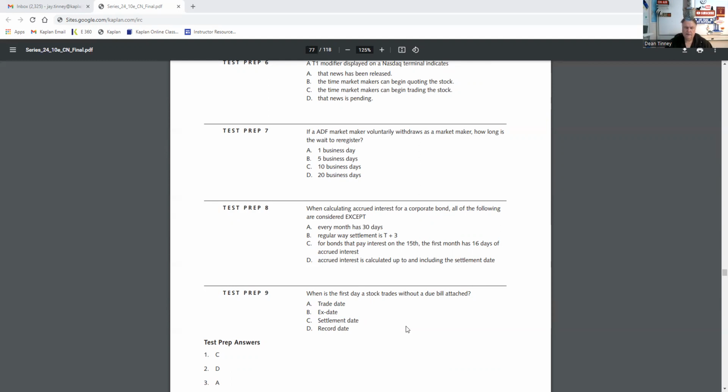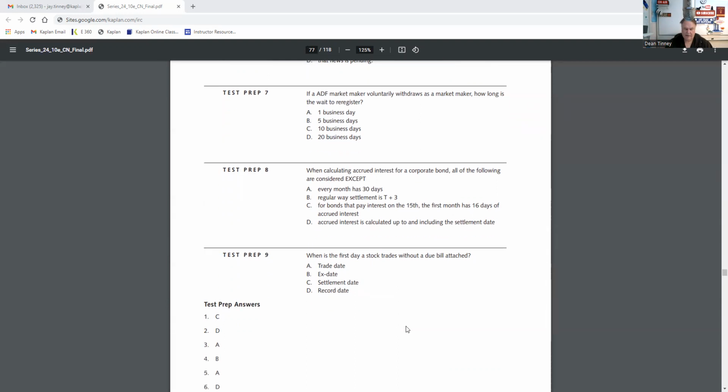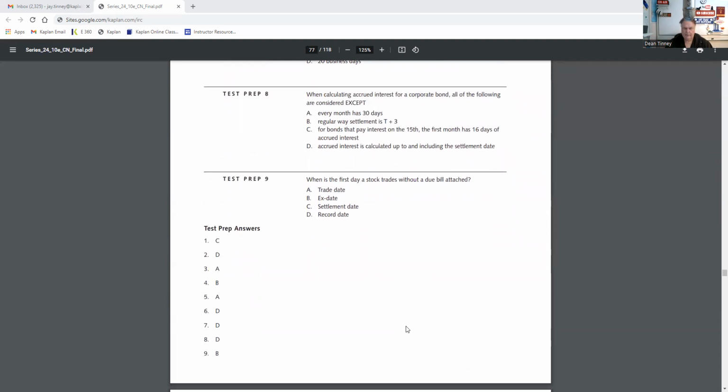D as in dog. Now, on trades just prior to the X date, every once in a while we screw it up and somebody gets a dividend that they're not entitled to. And a due bill is an IOU to the buyer saying, hey, we know you're not entitled to this. We're working on fixing it. So we can only mess it up prior to the X, because remember, on the X date, it's no longer trading with that dividend. And so we don't need it on the X date because there's no way to screw that up. The answer is B as in boy.